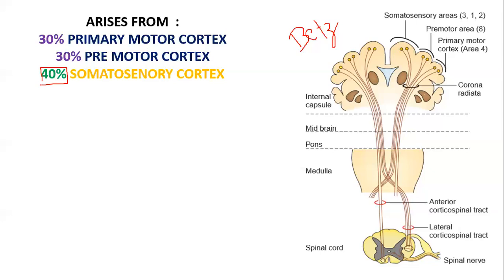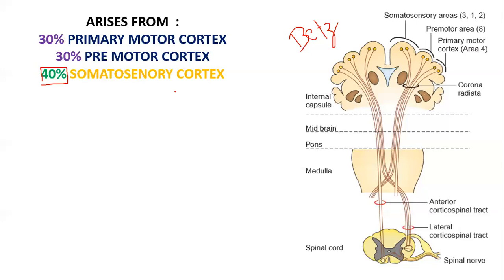This is actually an uncomfortable point. We are talking about a motor pathway, but there is going to be a somatosensory area involved. Some sensory cortex is involved, right? So this is a paradoxical point, but okay, fine. We just have to understand this. This is how the pathway operates. So we have 30% from primary motor cortex, 30% from premotor cortex, and 40% from somatosensory cortex.